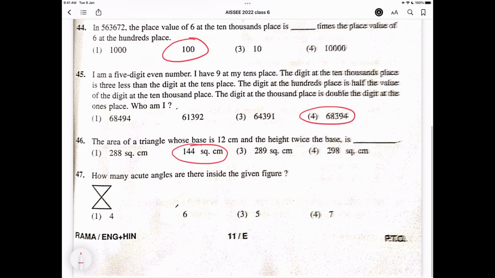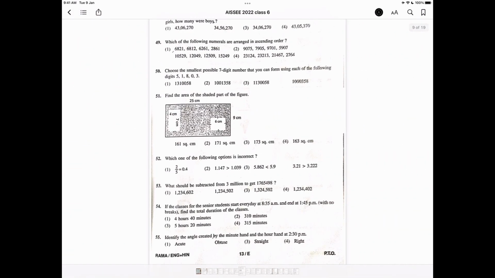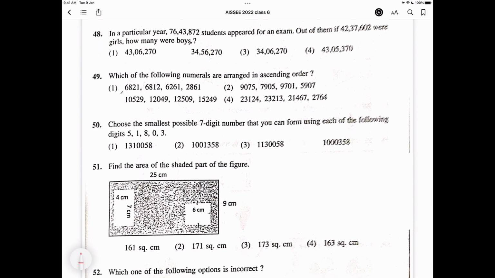For question number 47, the second option is the correct answer. Moving on to the next page. For question number 48, the third option is the correct answer. For question number 49, again the third option is the correct answer. For question number 50, the fourth option, 1000358, is the correct answer.